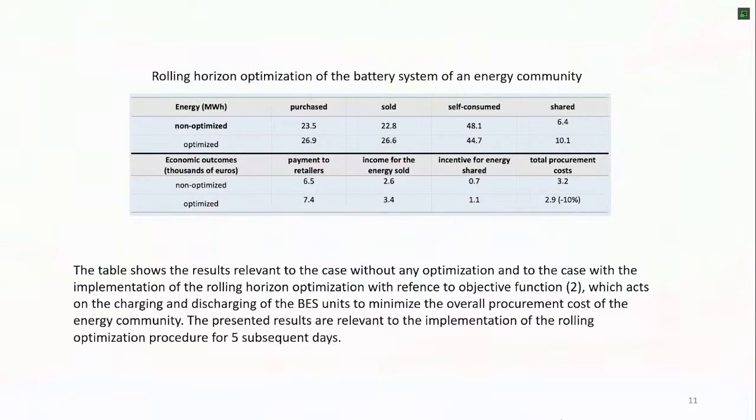But in order to increase this shared energy according to incentives, the incentive has this phenomenon that self-consumption is reduced in order to increase the amount of energy that is shared, because there are some benefits for this. So you see that there is a decrease of total procurement costs of the electricity with respect to the case without optimization.